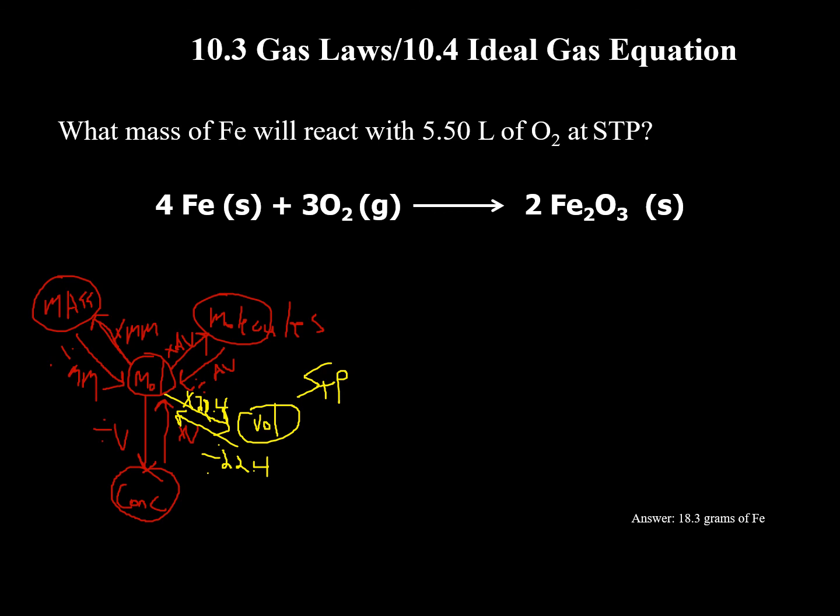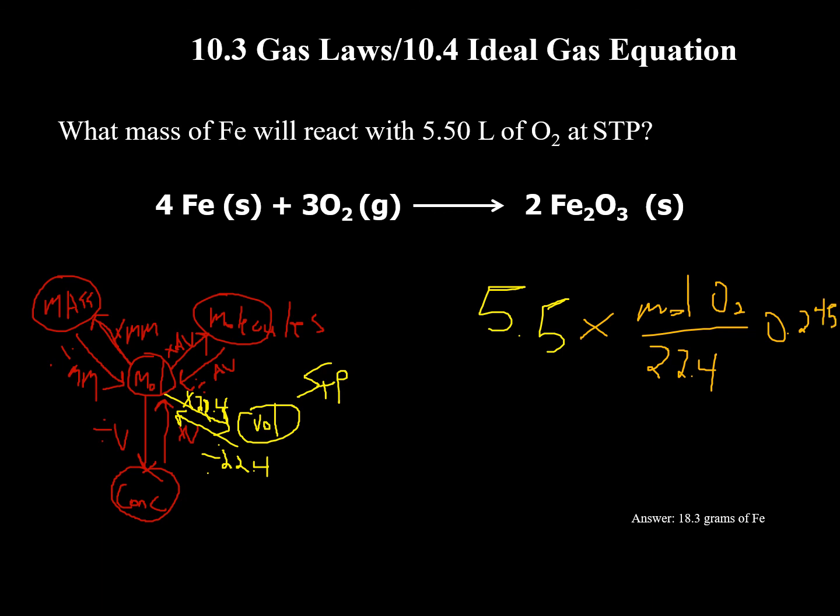So what mass of iron will react with 5.5 liters of O2? First step is to go from volume to moles, so 5.5. Our roadmap says we have to divide by 22.4. So to keep our units, we will take a mole of O2, divide by 22.4, and here we get 0.245.